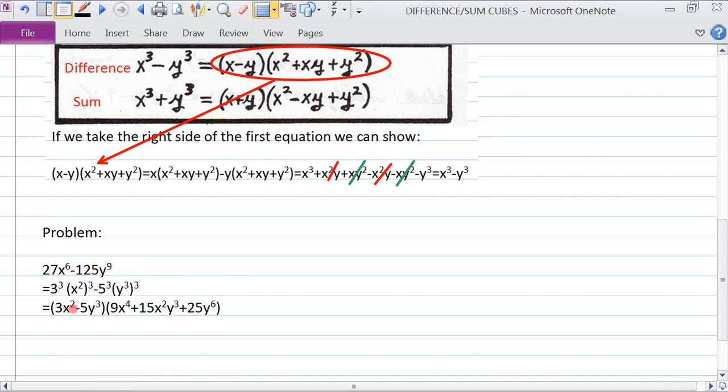Now, if I were to take the 3x squared, multiply it by everything here, and then subtract 5y cubed and multiply it by everything here, it would simplify to this. Just as we did over here with this problem. We multiplied the x times everything in this bracket right over here, and then minus y times everything in the second bracket using the distributive rule and got that.